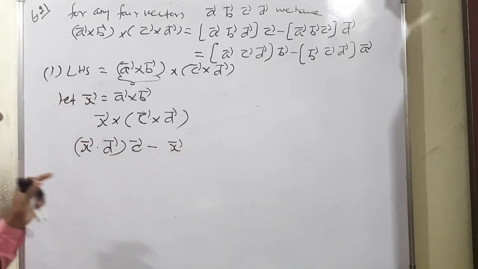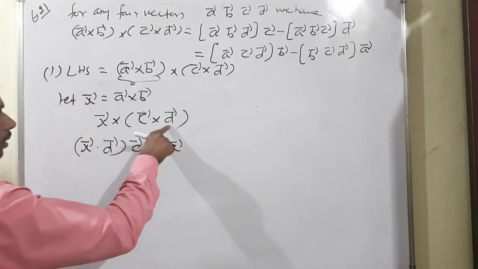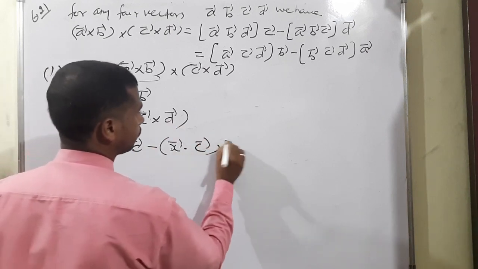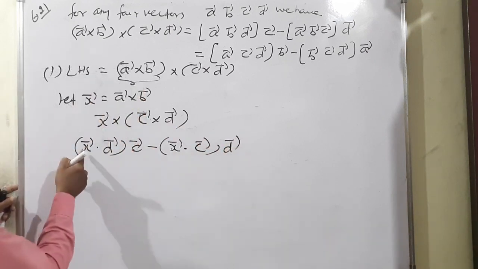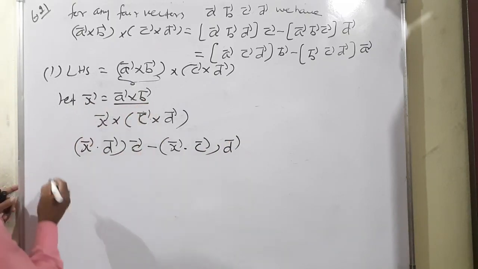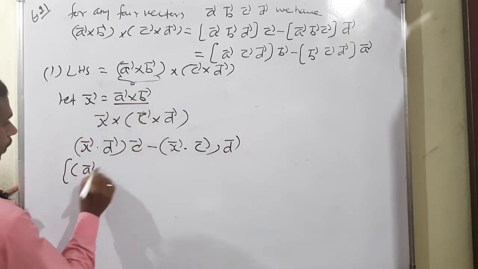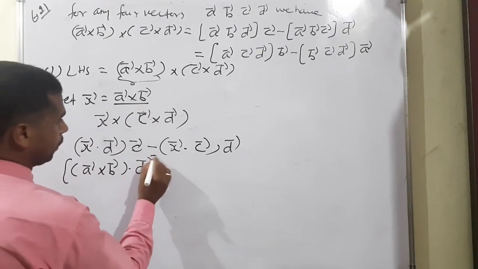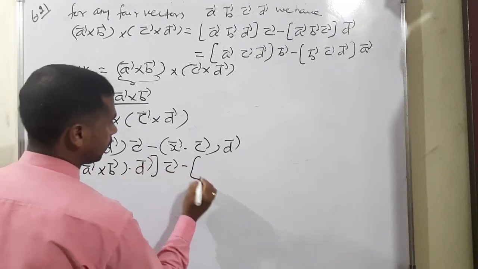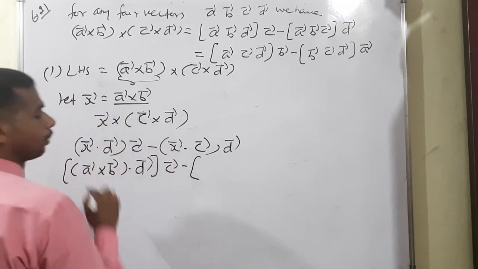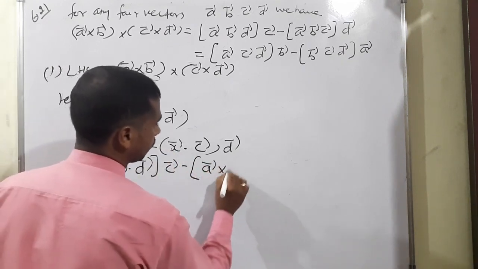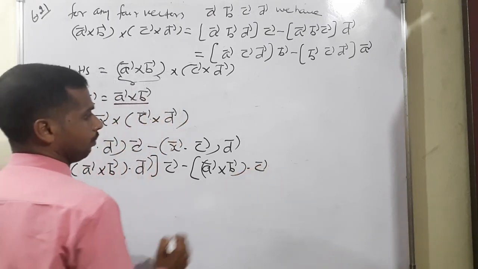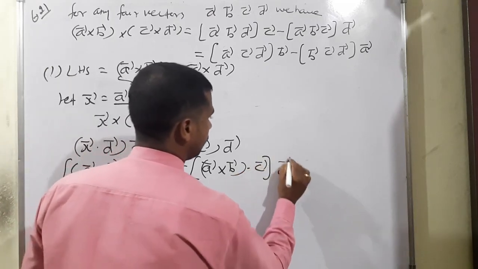then minus again x vector. Now we have to skip D vector. So what will happen? x vector dot C vector, outside the skipped term. Now instead of x vector we can write A vector cross B vector. Therefore (A vector cross B vector) dot D vector, into C vector. Then minus, again instead of x vector we can apply A vector cross B vector, so (A vector cross B vector) dot C vector, then into D vector.